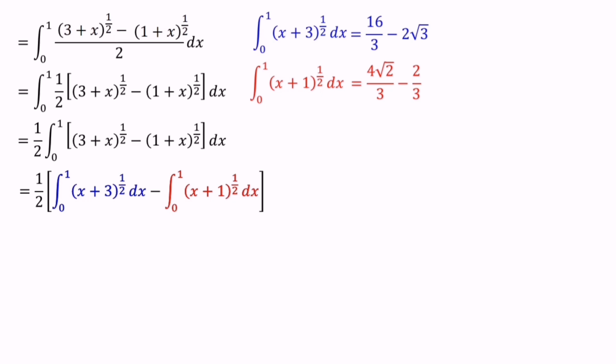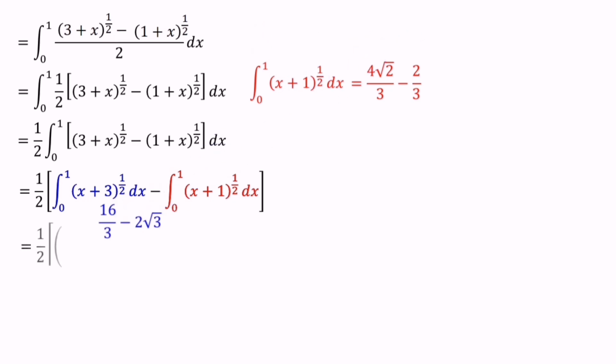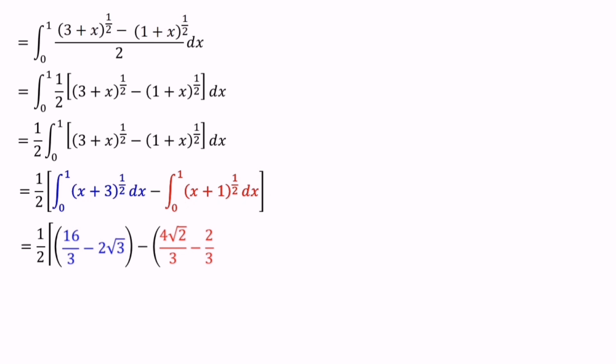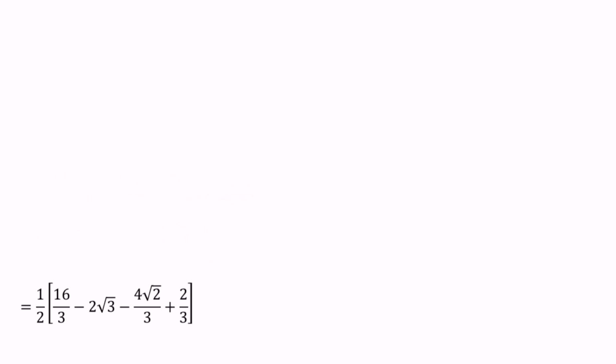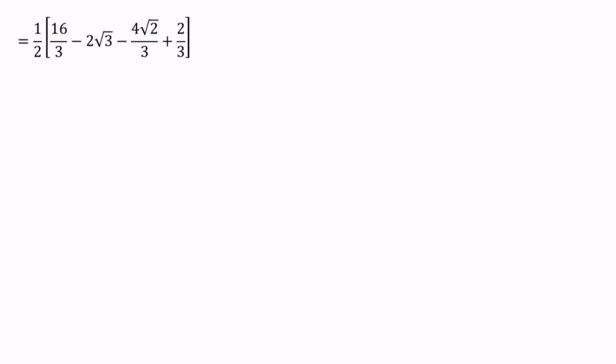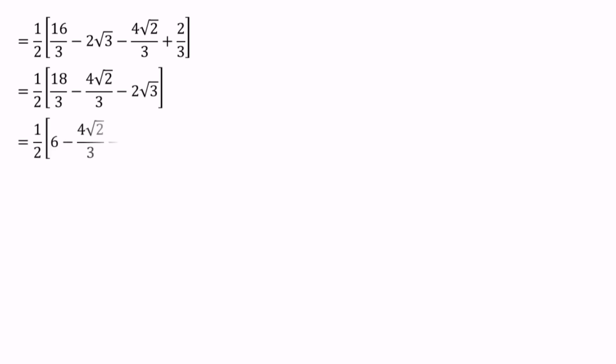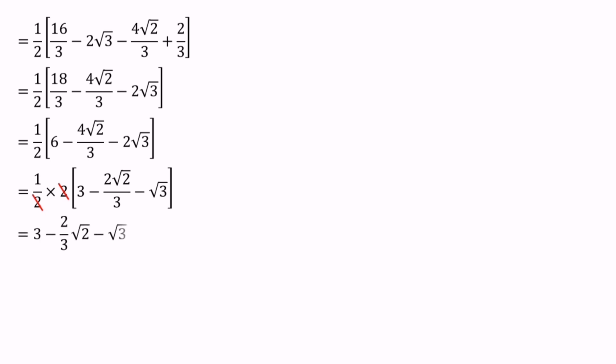Let's substitute these final results into our initial integral. We can write half within bracket 16 over 3 minus 2 root 3, minus 4 root 2 over 3 minus 2 over 3. Removing the brackets and simplifying, we get the result 6 minus 4 root 2 over 3 minus 2 root 3. We can take 2 as a common factor and cancel out the denominator 2 and the numerator 2. Then we get the final answer as 3 minus 2 over 3 root 2 minus root 3.